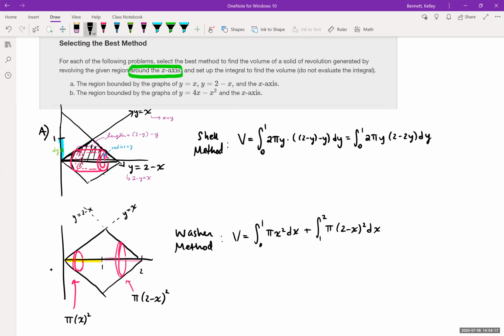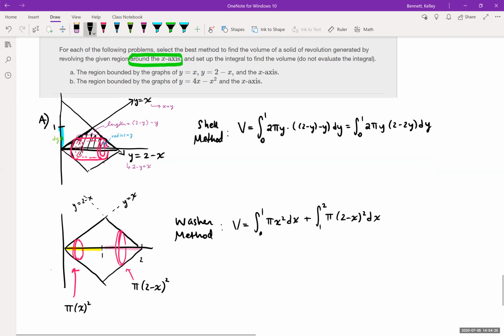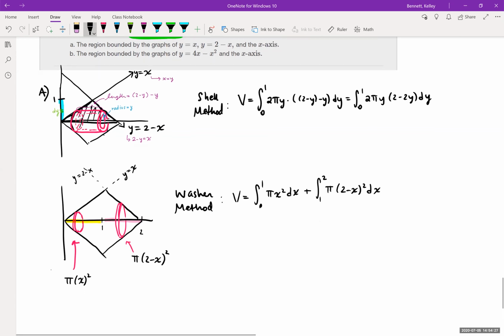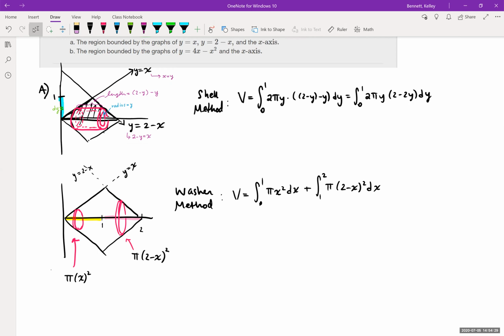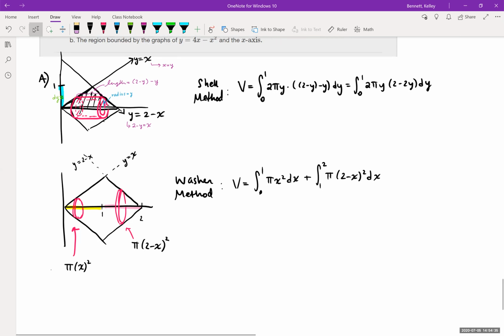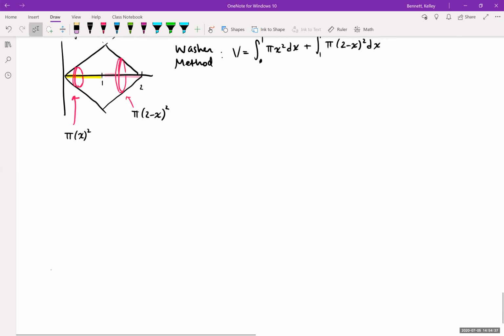In this next example, I think we'll make an even stronger case that one method is preferable over the other. So let's move on to example B. This one is going to be given by the parabola y equals 4x minus x squared. We're still going about the x-axis. And now you're really going to see what a pain in the butt one of them becomes.